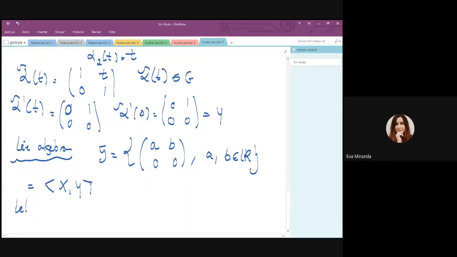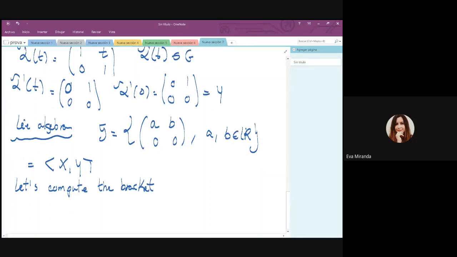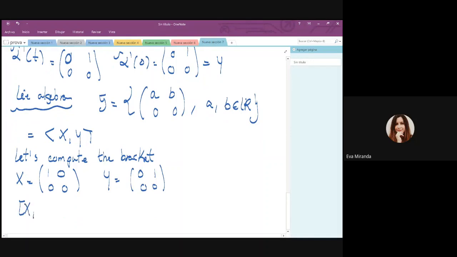So let's compute the bracket. Why do I want to compute the bracket? Because so far what I have is the vector space structure, and I need to put the Lie algebra structure, so I need to compute the bracket. So I have x, which is this matrix, and y is this matrix. And the only thing I need to do in order to compute the bracket is to compute the commutator. All right. So I compute the commutator.